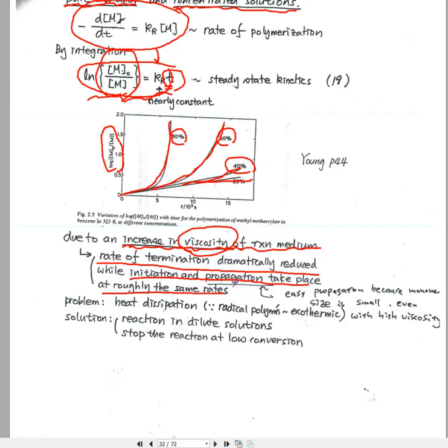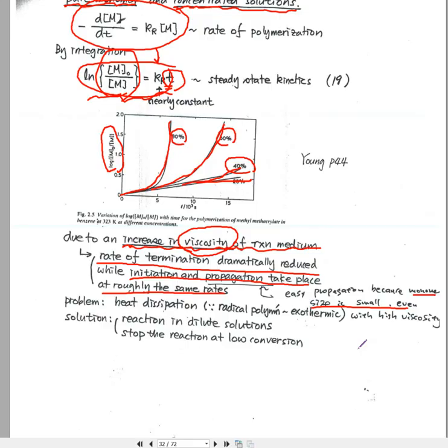But the initiation and propagation take place at roughly the same rate. The reason is that monomers are much smaller than long polymer chains. So although initiation and propagation proceed at a similar rate, the termination hardly occurs.